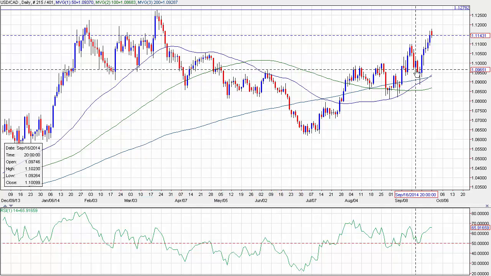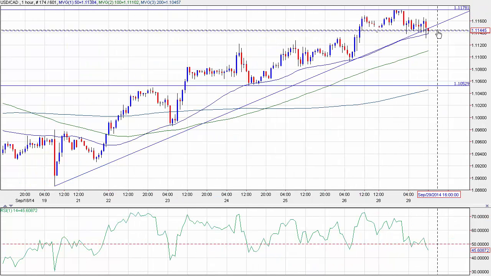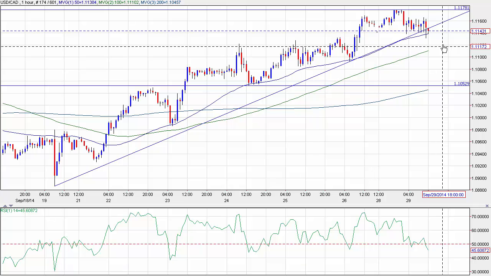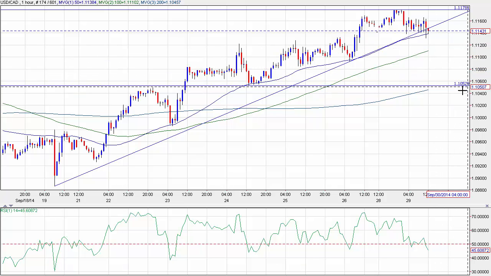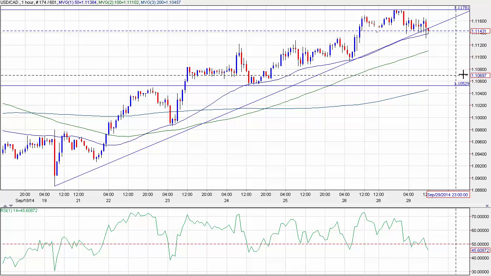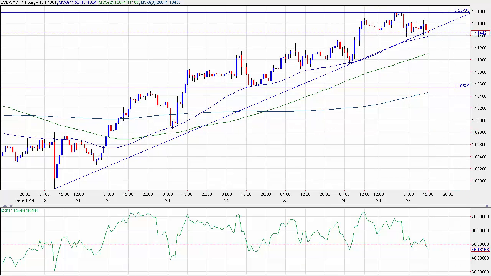Okay, so for now there's still that bullish outlook. Let's see if the market will break below 1.1120 to clear the path for some short-term bearish correction. But again, look at 1.1050 as a key level for support for the bullish outlook to continue.